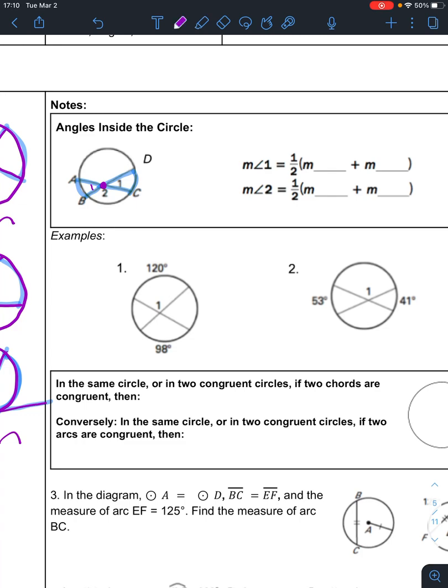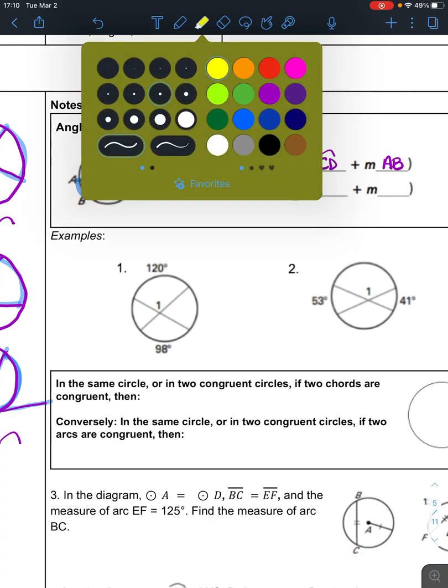Well, basically we're going to average them. So angle 1 is half. Basically any time that the angle is anywhere other than the center, you're going to use half. So it would be half of arc CD plus arc AB. That's what we would use to get angle 1, those intercepted arcs.